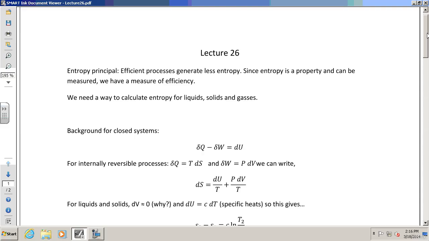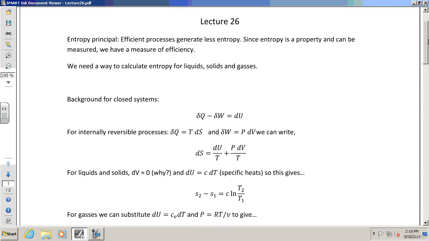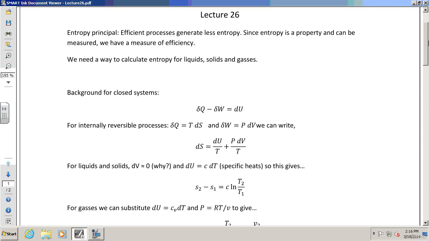Okay, we need some other ways. Since this is such an important equation, and I think an interesting one, I wanted to show some background here and show how we derive some of the key formulas for getting the change in entropy for liquids, solids, and gases. Okay, and so it all starts off basically with something that we should be familiar with.